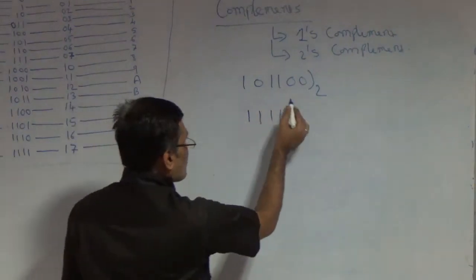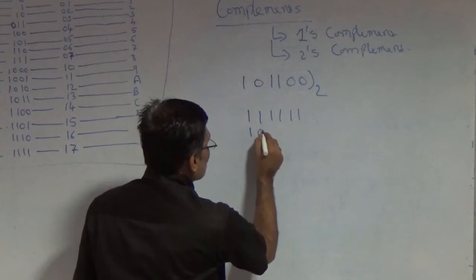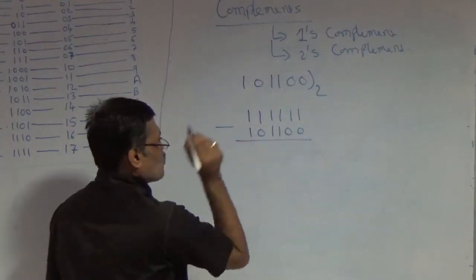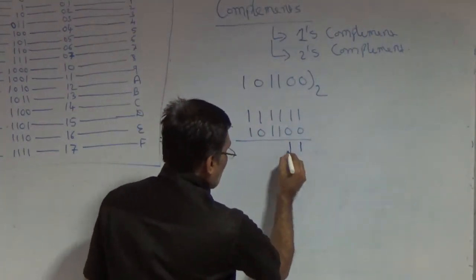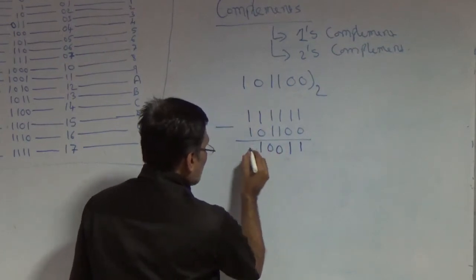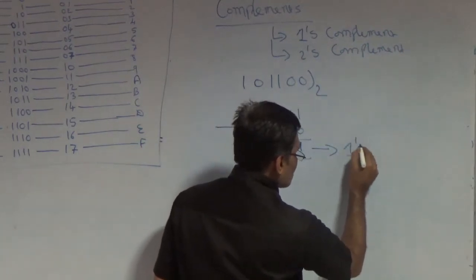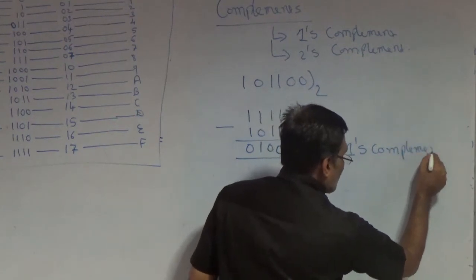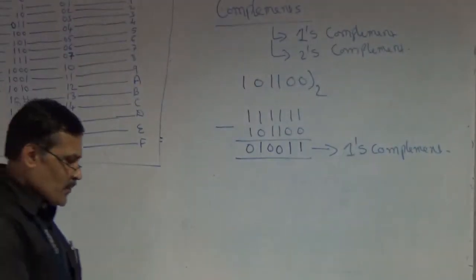Okay. Now what you do? You subtract the given number from this largest number. 1, 0, 1, 1, 0, 0. Okay. So do the subtraction operation. So 1 minus 0 is 1. 1 minus 0, 1. 1 minus 1, 0. 1 minus 1, 0. 1 minus 0, 1. 1 minus 1, 0. So the obtained result itself is ones complement. Okay, is it clear?